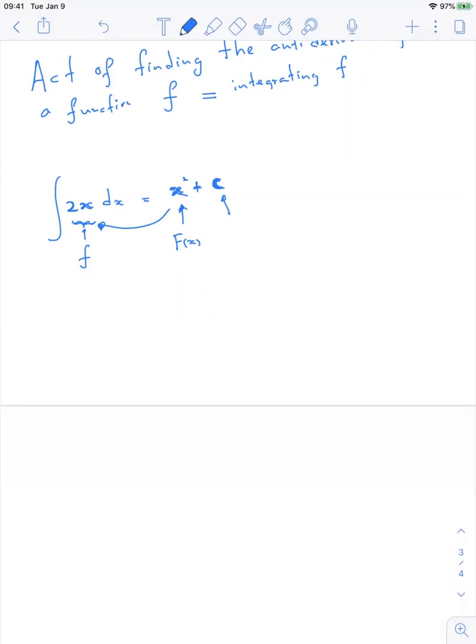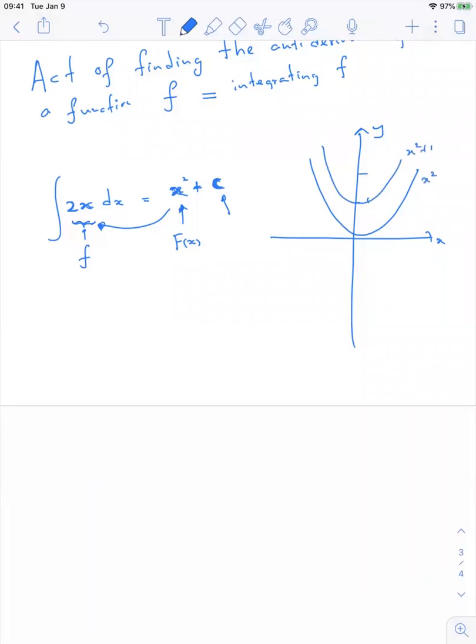This is the differentiated function, right? As an example, if I plot x squared, when c is 0, x squared will be something like this, right? But if c is 1, then this curve will be x squared plus 1. And if c goes to 2, this will be x squared plus 2. In a similar way, if c goes to minus 1, this will be x squared minus 1. And if c is minus 2, this will be x squared minus 2.